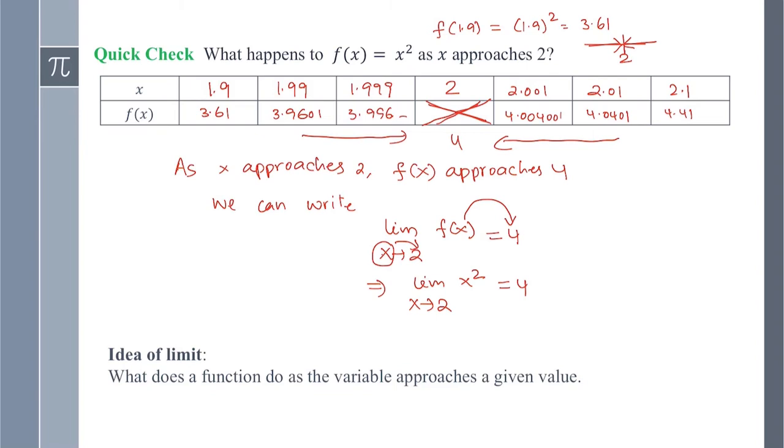In general, the idea of a limit is: what does a function do as the independent variable approaches a given value? In this case, when the independent variable x approaches 2, what does the function do? We can say that the function approaches 4. This is what limit means. Now we have a definition of limit in the next slide.